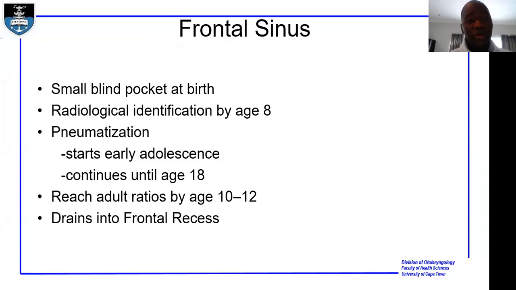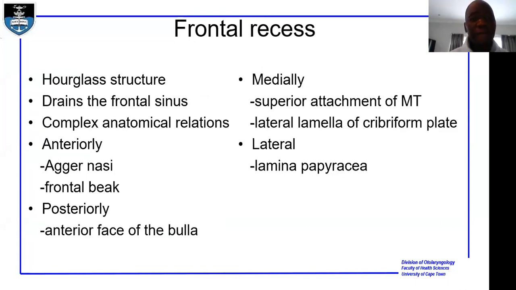At birth, it's a small blind pocket, and there's a radiological identification by age. Pneumatization starts early in adolescence and continues until the age of 8. The frontal sinus reaches the adult size ratios by age 10 to 12 and drains into the frontal recess. The frontal recess, where the frontal sinus drains to, is actually an hourglass structure. It has complex anatomical relations.